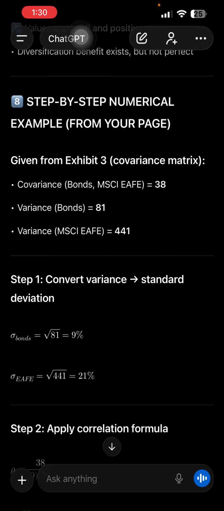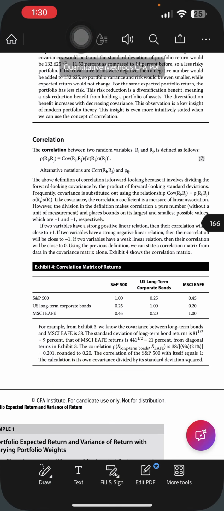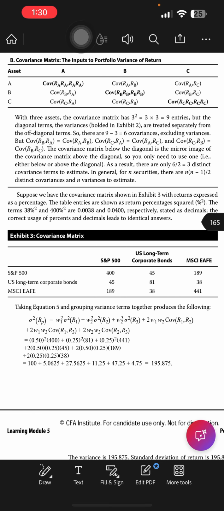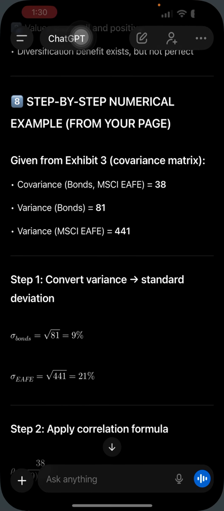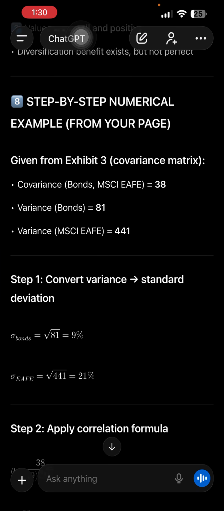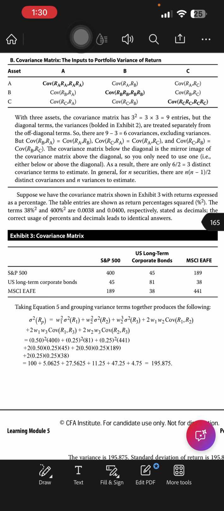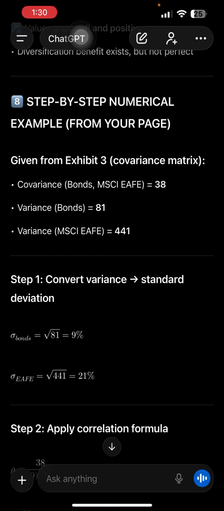We will go to exhibit 3. What is exhibit 3 saying? This is exhibit 3. There are 3 asset classes. Covariance, variance, everything is mentioned there itself. Covariance between bonds and MSCI is 38. Okay. Similarly, you can see variance of bonds and variance of MSCI.